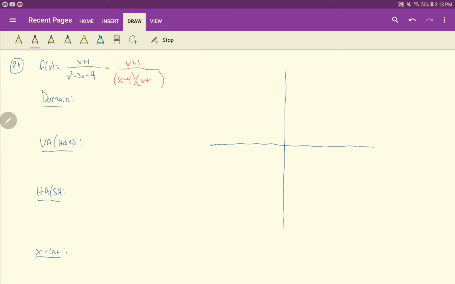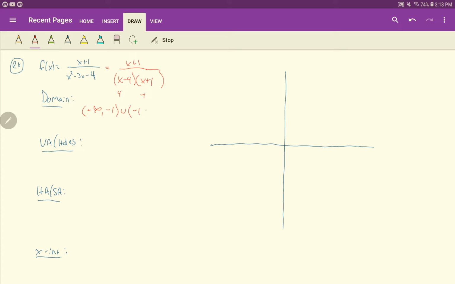X minus 4x plus 1 is what it factors to be. And ooh, look at that, they're the same thing. We'll get to that in a second here. Still, these domain restrictions are going to be at 4 and negative 1. So our domain will be negative infinity to, what's the first domain restriction we come across? Negative 1. Union, then we go from negative 1 not to infinity.